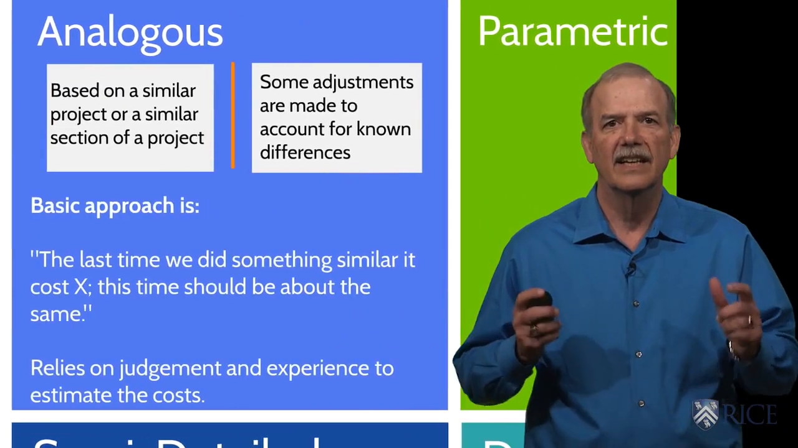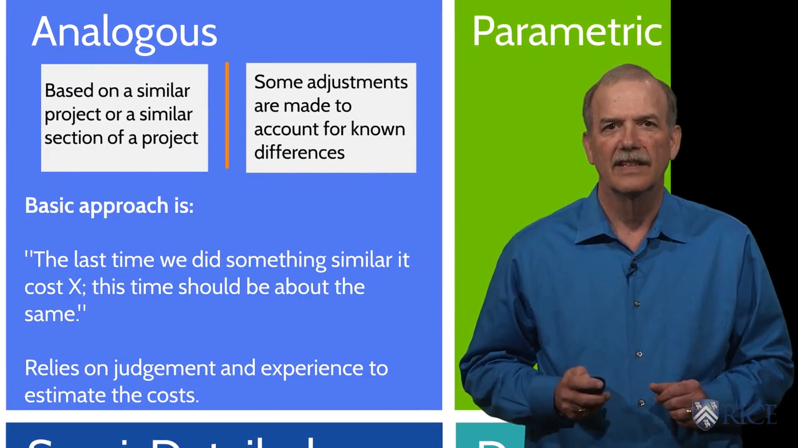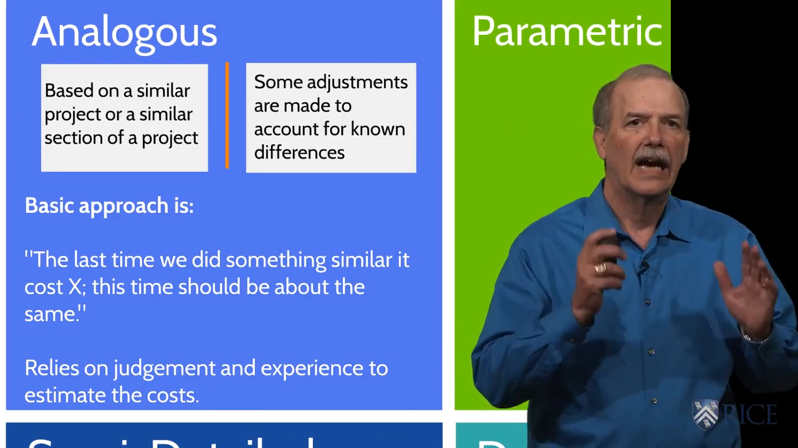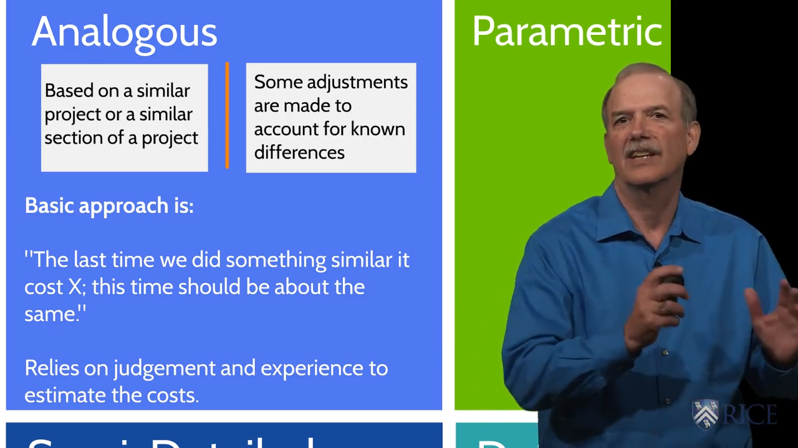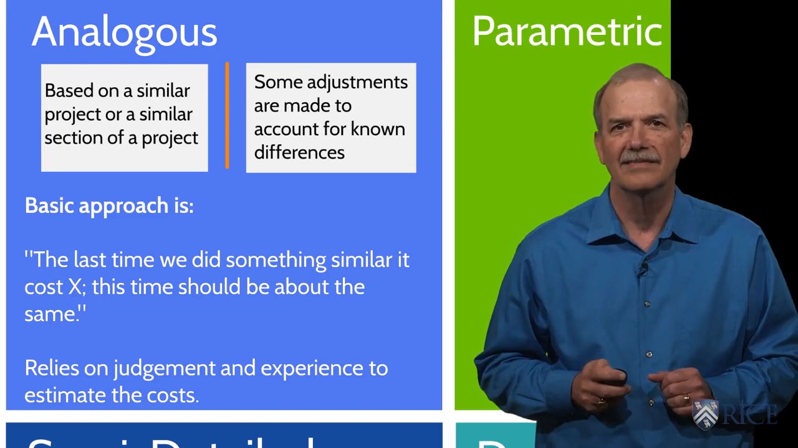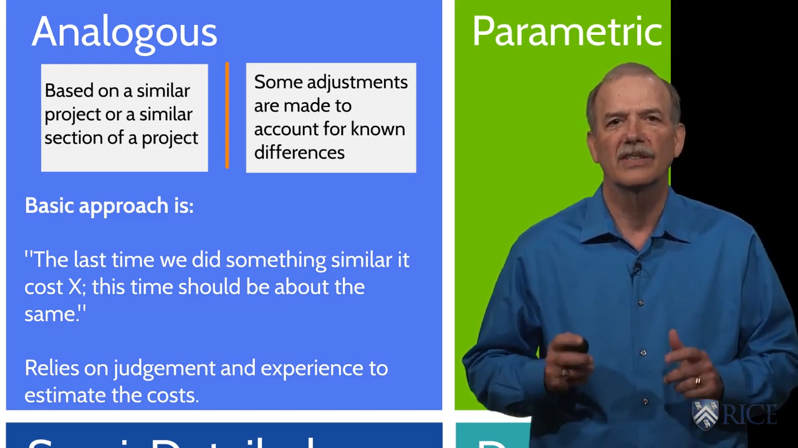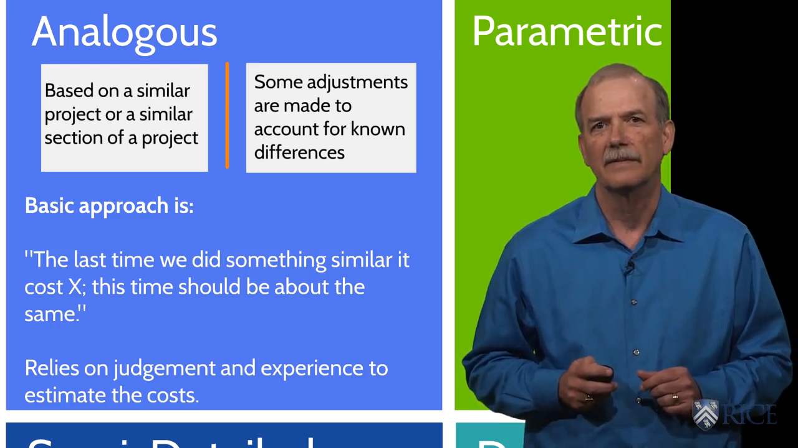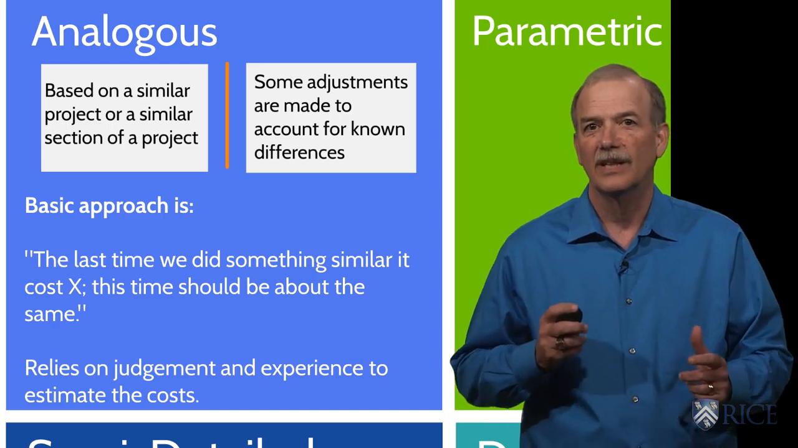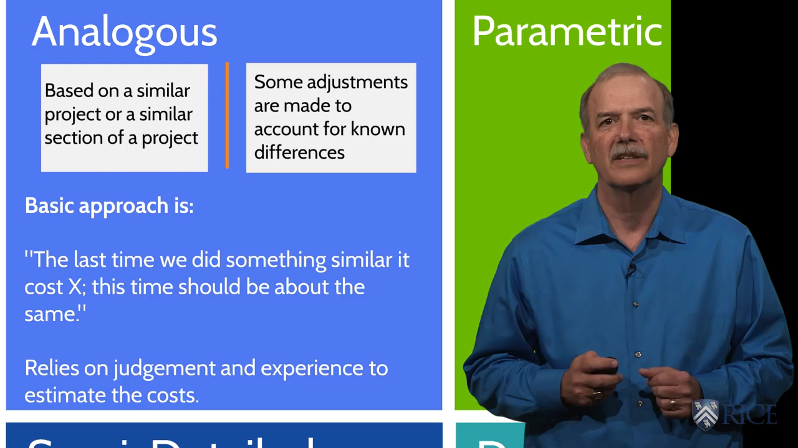At the end of the day, the estimate is based on experience. In the simplest case, it might be, last time I did this, it cost X dollars. This time I think I can do it for Y. Analogous estimates are almost always considered Class 5. Unless the organization has done the project many times and the scope is always the same, Class 5 is the most we can achieve.